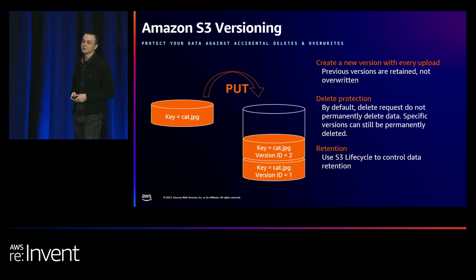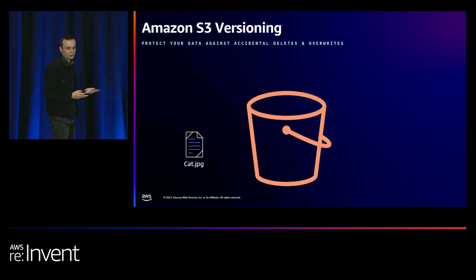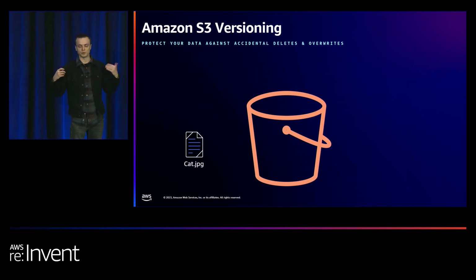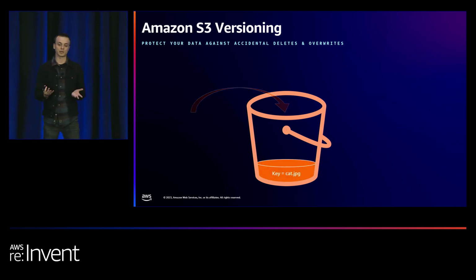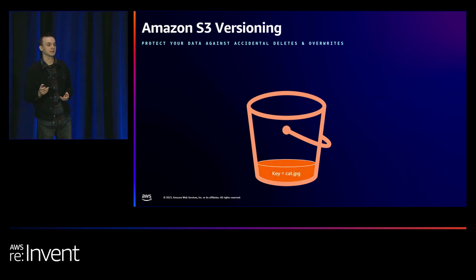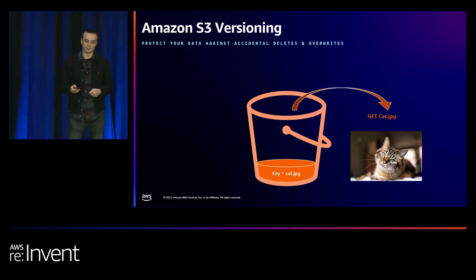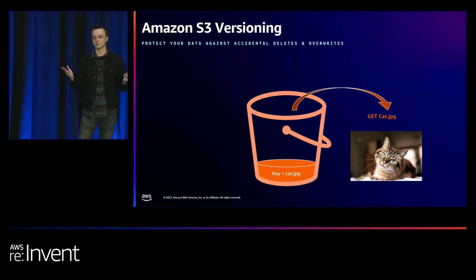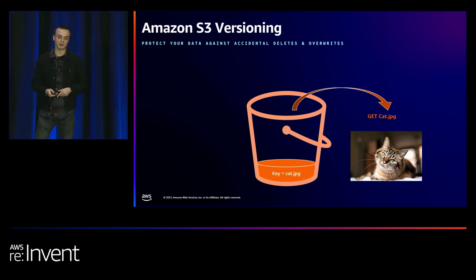Let's go through a few examples to kind of better understand how versioning works in practice. So just a quick recap of how S3 works. We've got a put command that lets you upload data to S3, which then creates the object. And we've got the get command that lets you read the contents and retrieve the object. So suppose you're storing cat pictures in your bucket, and you're uploading a file called cat.jpg.